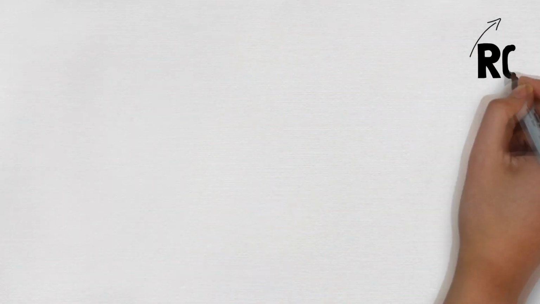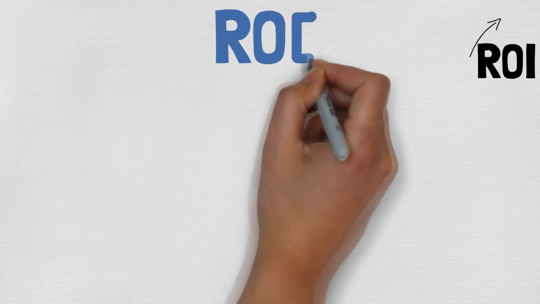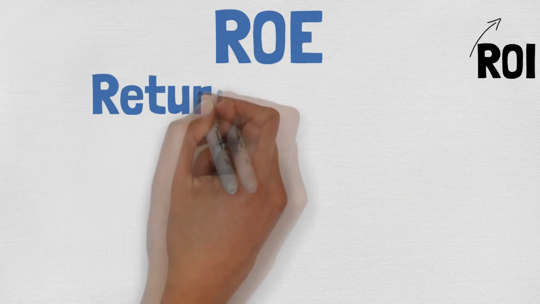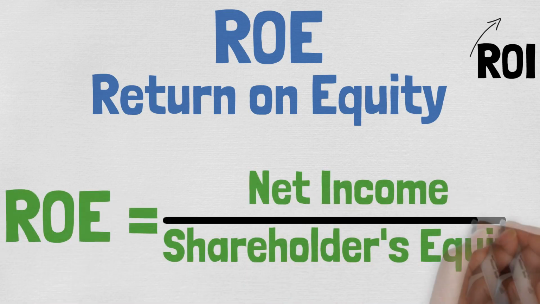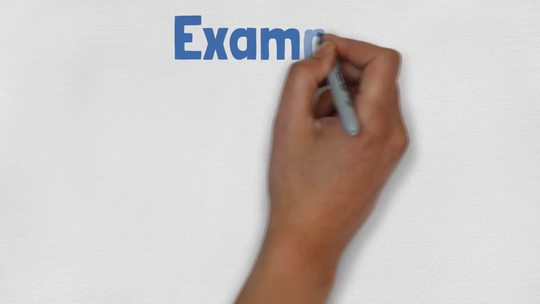Yesterday we talked about return on investment, and today we are going to talk about a similar abbreviation, ROE. ROE means return on equity, and it is calculated by dividing the net income by the shareholders' equity. Let's take Intel as our example again.